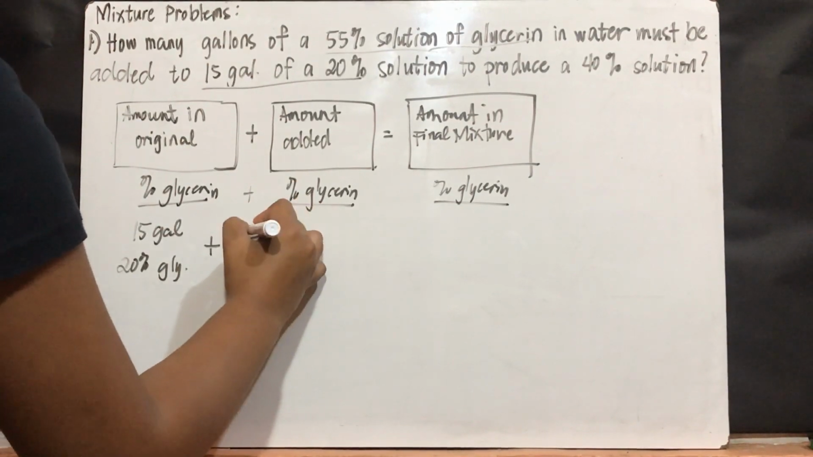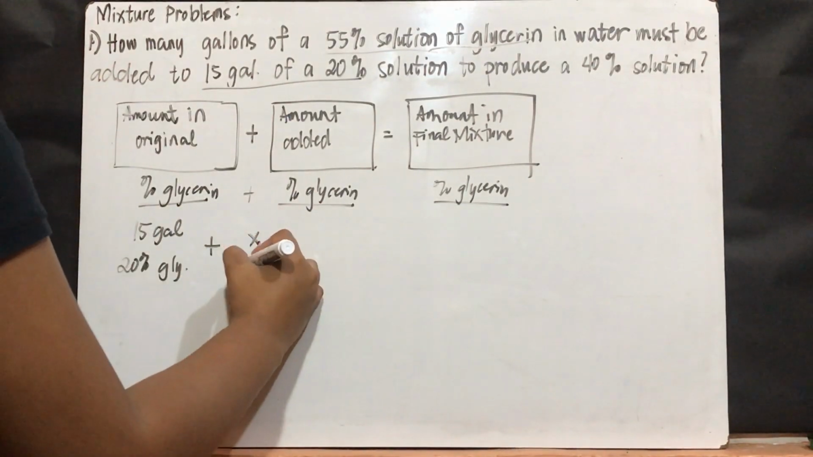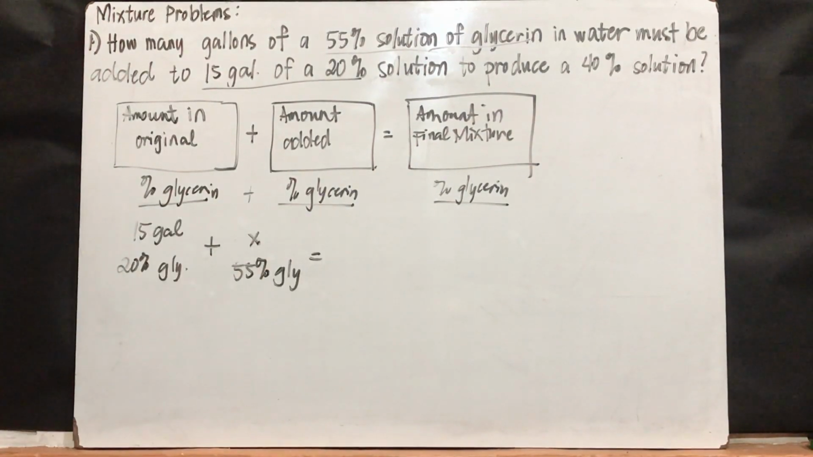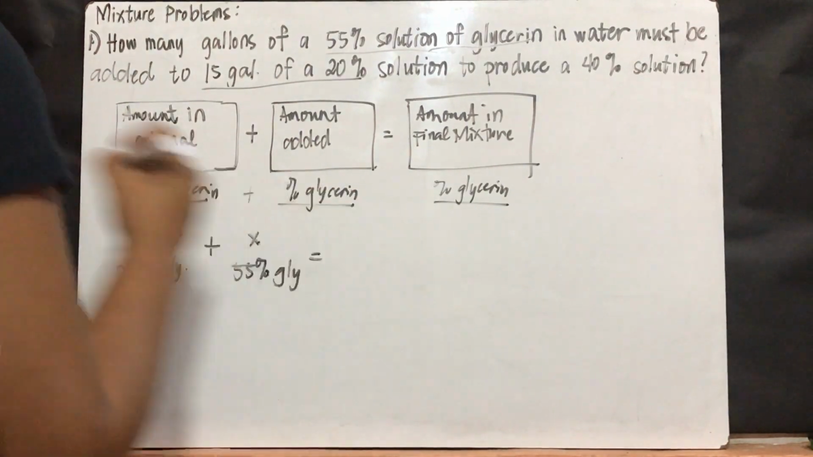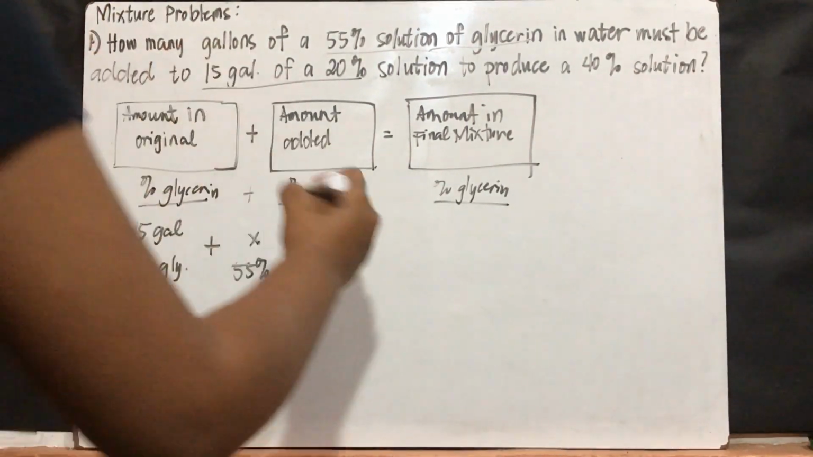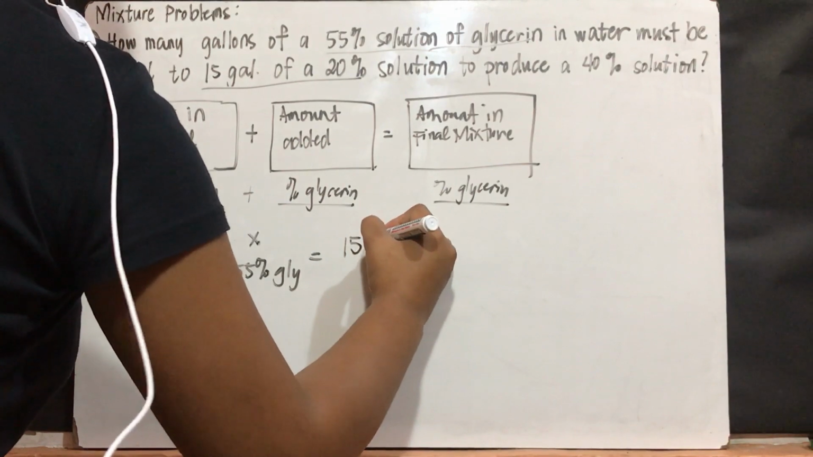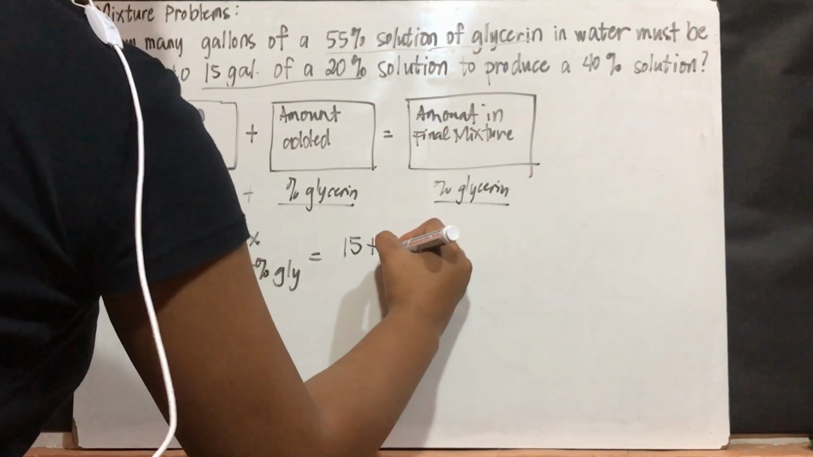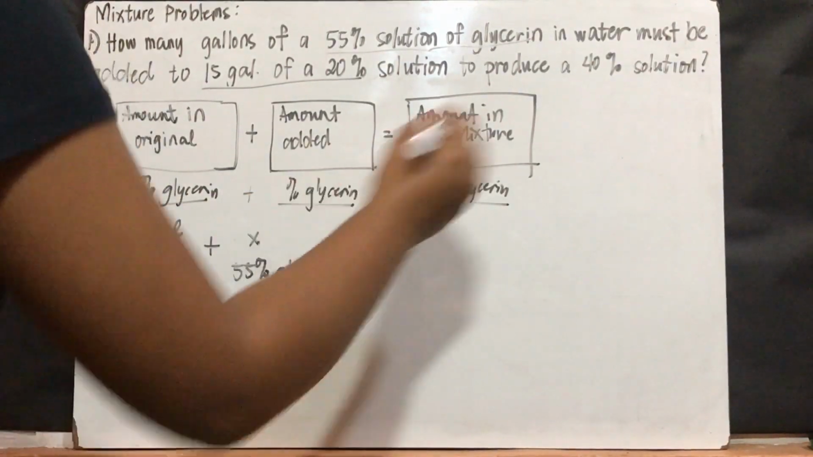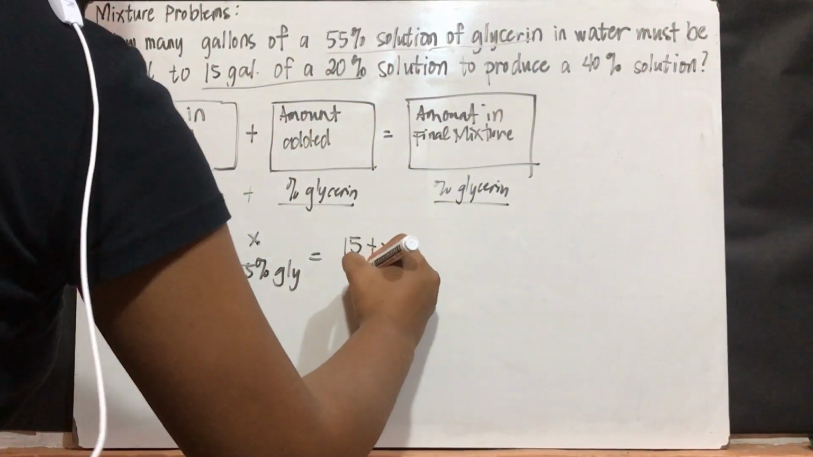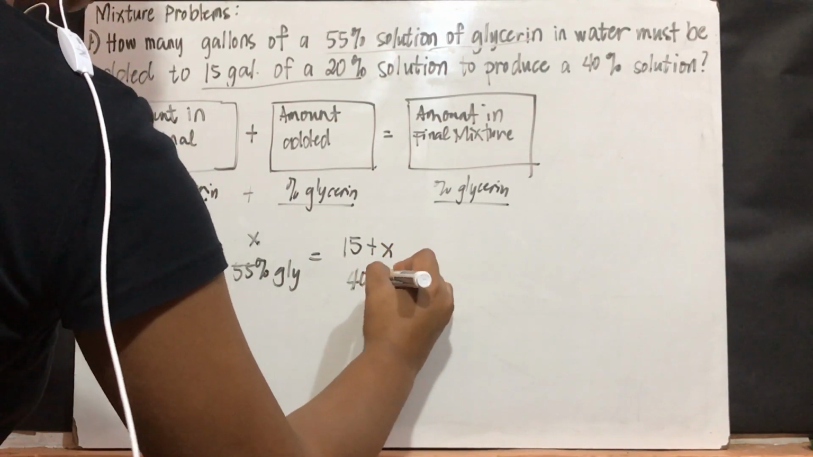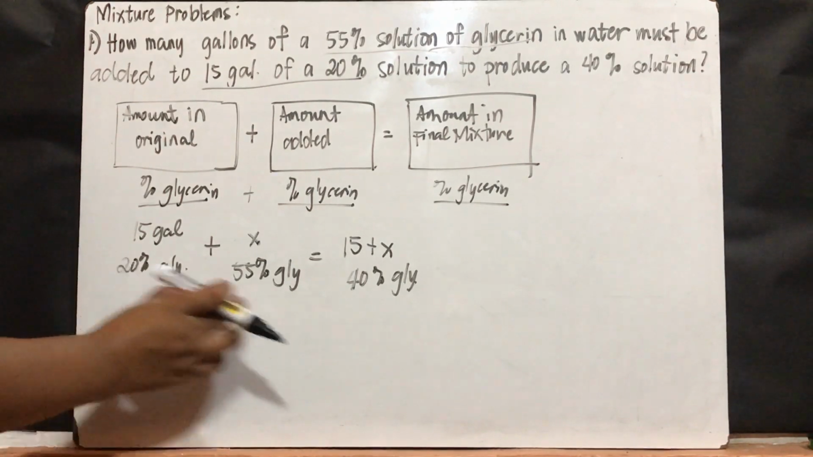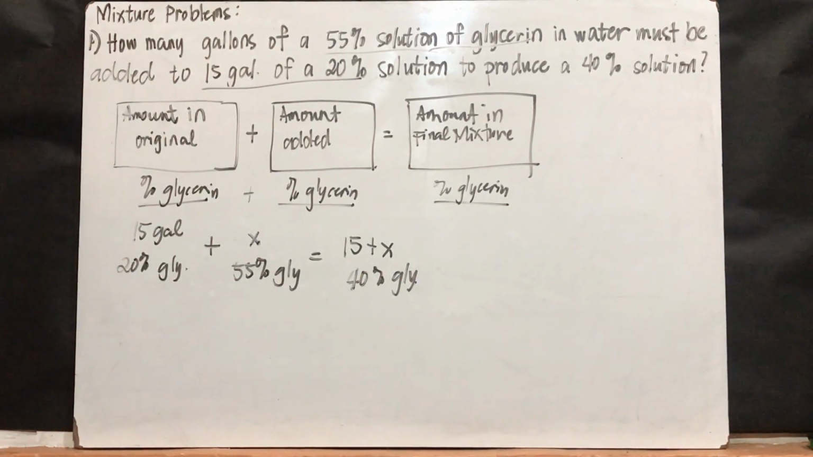So, ilagay natin X. And then, 55% glycerin equal to, para maging isa na lang yung unknown natin, we can write yung amount in the final mixture as 15 plus X. And then, yung solution na niya will be equal to 40% na glycerin. Okay? So, ayan. Dapat uniform lang yung ating kinuha na concentration.